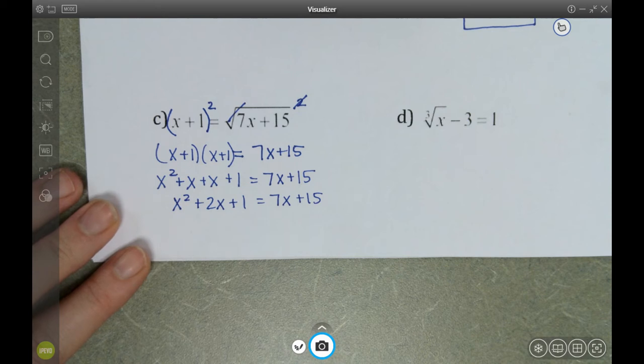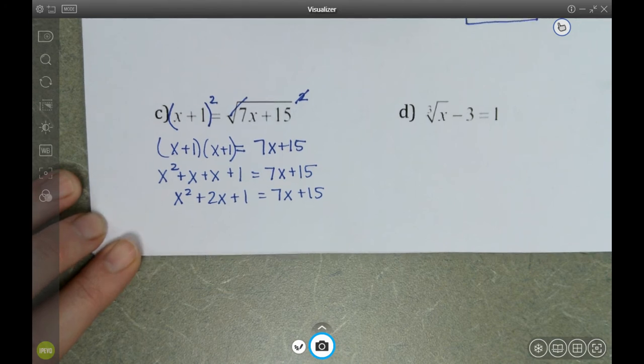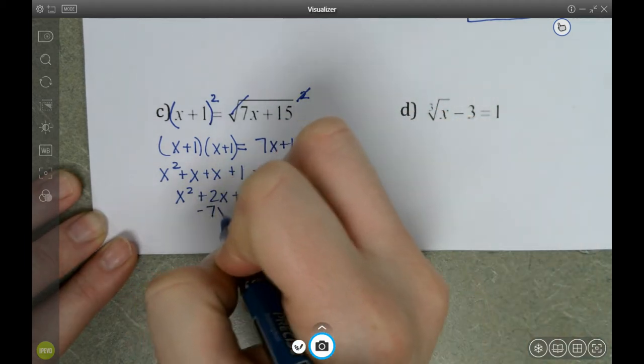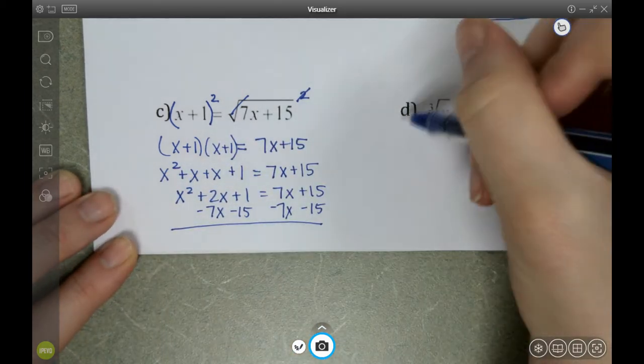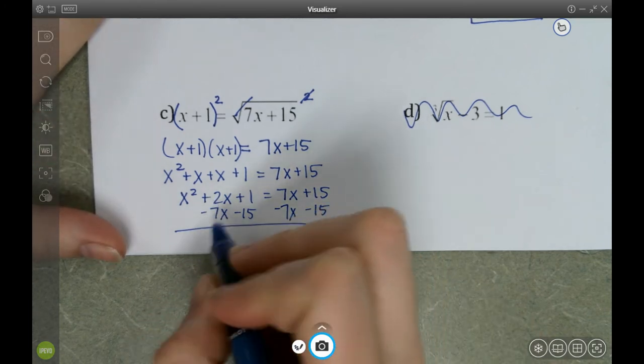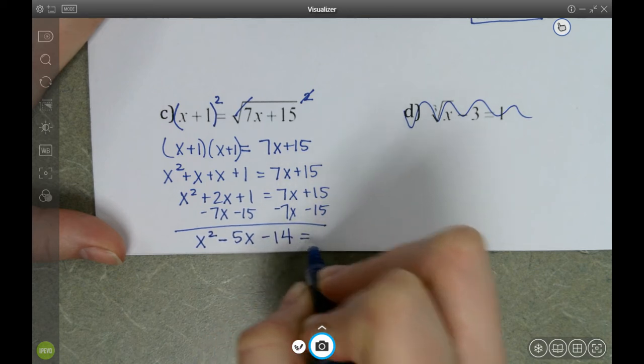What's going to be my next step? Finish it. Okay, I'm going to set it equal to 0. So I'm going to subtract the 7x and the 15. Okay, we're not going to do example D. So if you need that space over there, you can use it. So this is going to give me x squared minus 5x minus 14 equals 0.